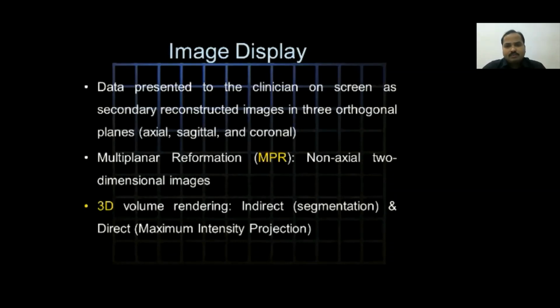Along with this, there is one technology or software where 3D volume rendering takes place. It also happens with the software only. The three-dimensional volume rendering may be indirect, by the use of a segmentation technique, or direct, where maximum intensity projections are utilized. Okay.